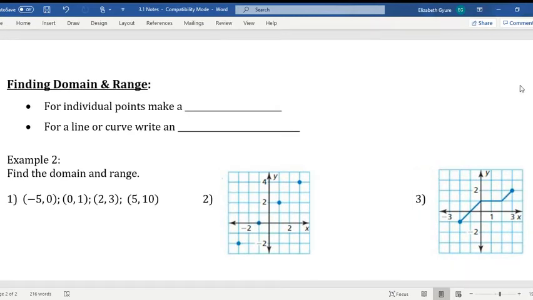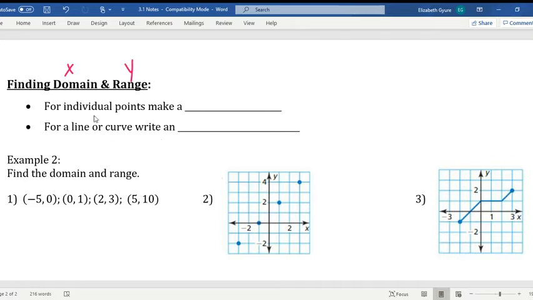All right, finding domain and range. So finding domain and range from the front, we wrote down domain is all your X values, range is all your Y values. You have to think of this like a graph. You have your x-axis from left to right and your y-axis up and down, right? So your domain is the full distance your graph could go from left to right, and your range is all the places it could go up and down.